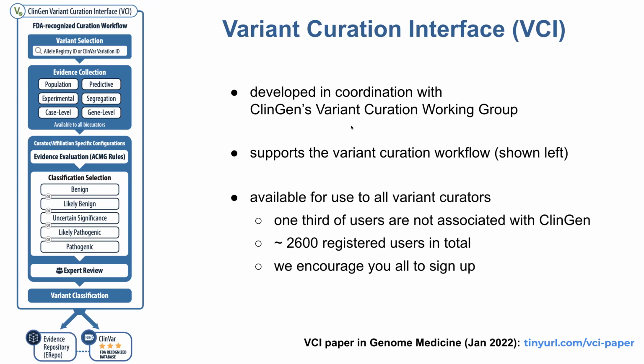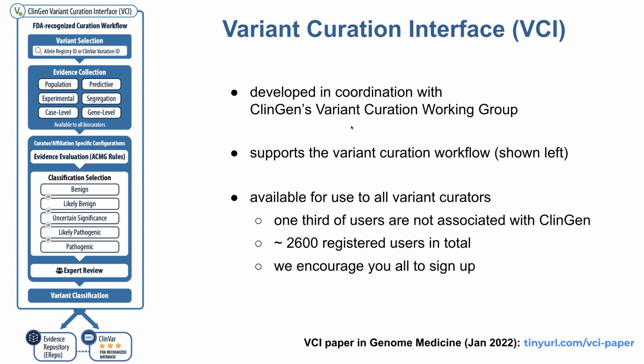Then curators make their own evaluation of each type of evidence by applying the ACMG rules. And then all of these evaluations are combined to produce an overall classification selection for the variant. And for variant curation expert panels, this classification is then expertly reviewed and agreed before the final variant classification is ascertained and published to ClinGen's evidence repository and submitted to ClinVar.